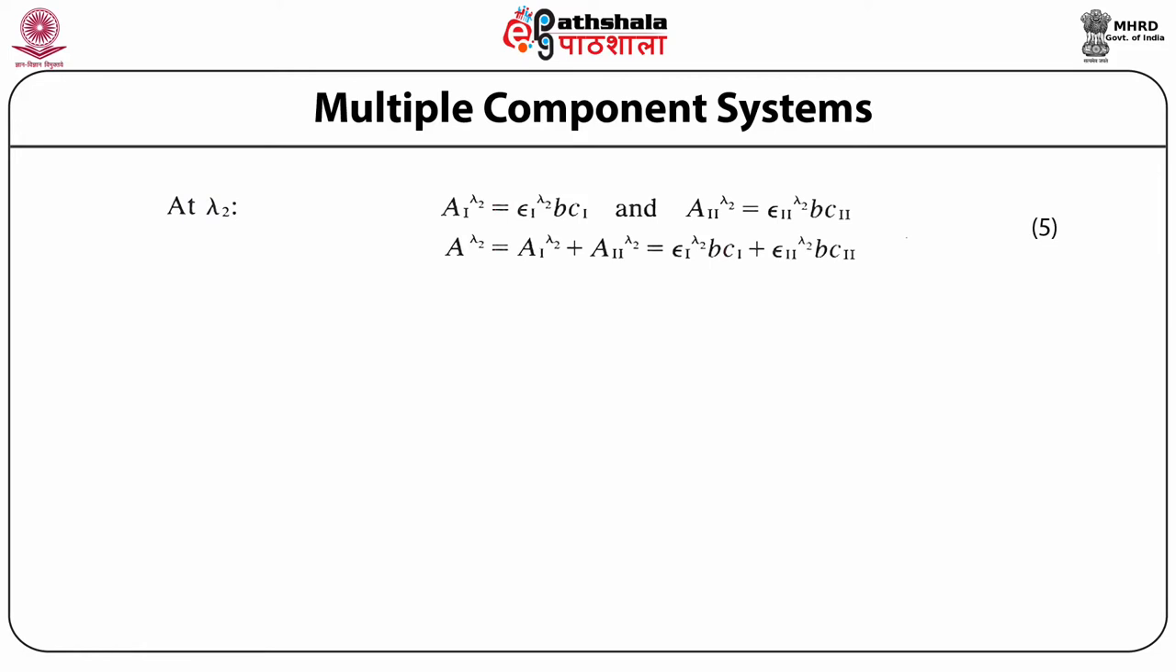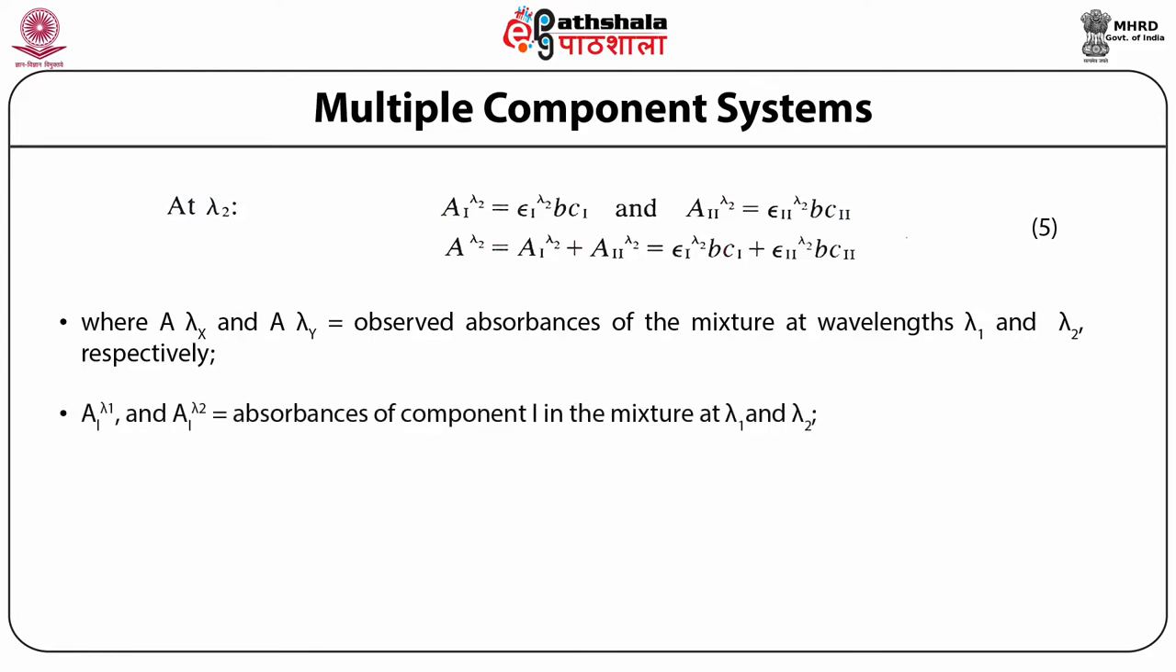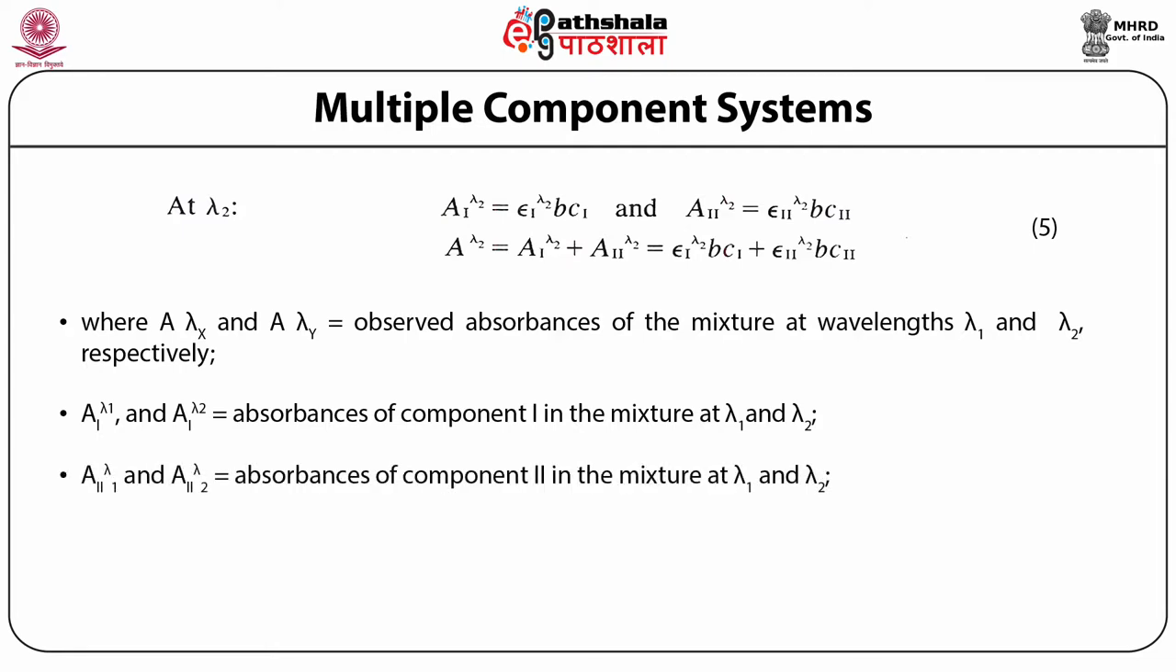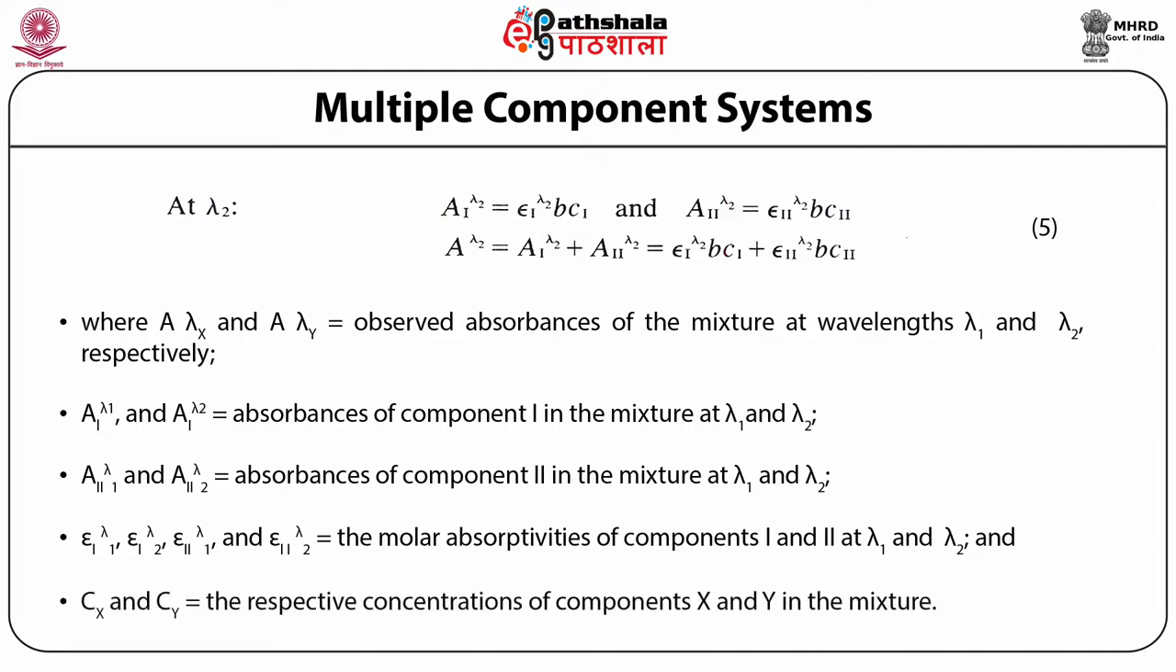From equation 5, again we can see that for sample 2 it is lambda 2, where A represents lambda X and A represents lambda Y. These are the observed absorbances of the mixture at wavelengths lambda 1 and lambda 2 respectively. These are for component 1 in the mixture at lambda 1 and lambda 2, and absorbances of component 2 in the mixture again at lambda 1 and lambda 2. If we combine the molar absorptivities of components 1 and 2, they are taken at lambda 1 and 2 respectively. Cx and Cy are the respective concentrations of components 1 and 2 in the mixture.